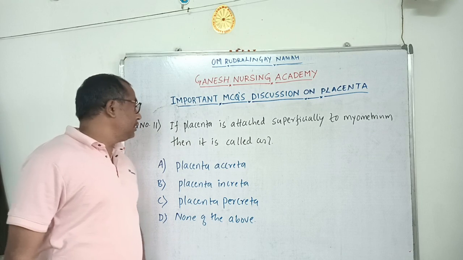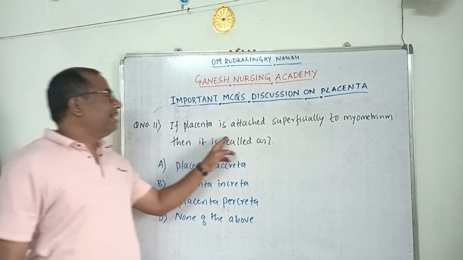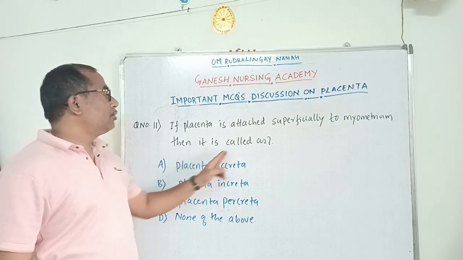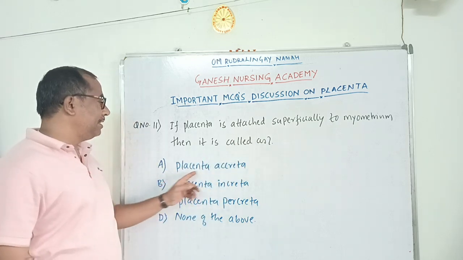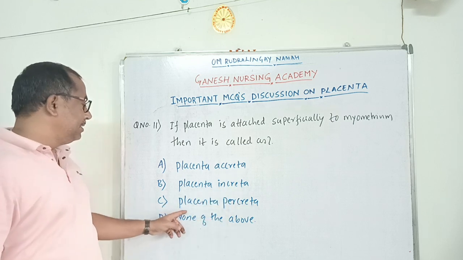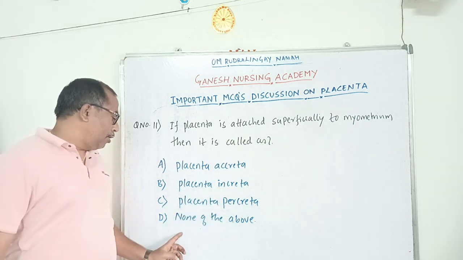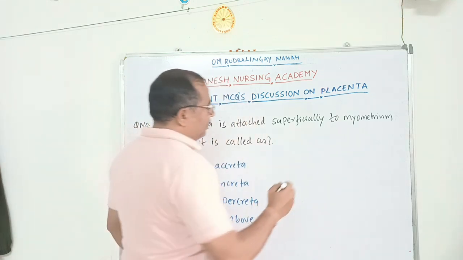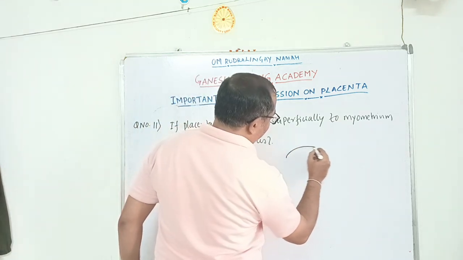Okay, dear students, let's see the next question. Question number 11: if the placenta is attached superficially to the myometrium, then it is called option A placenta accreta, option B placenta increta, option C placenta percreta, and option D none of the above. So here, this is the uterus.